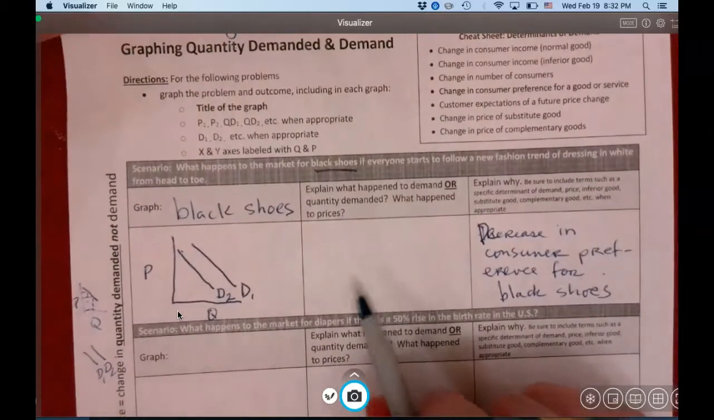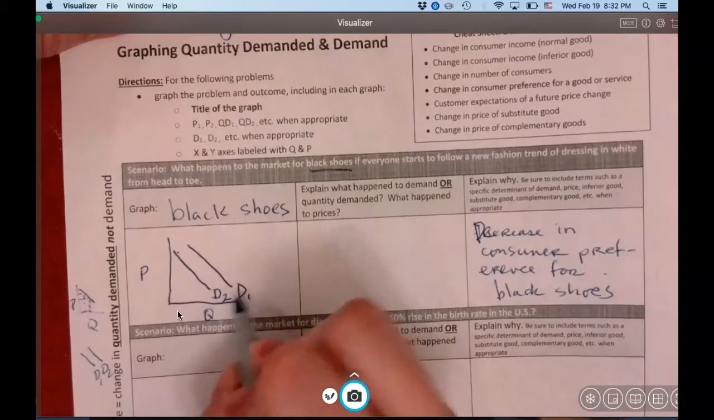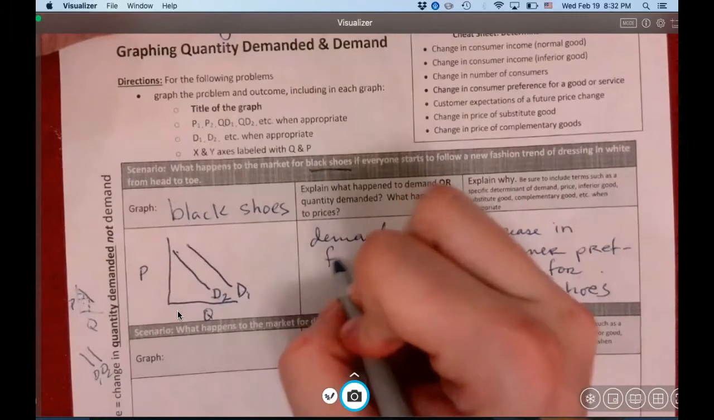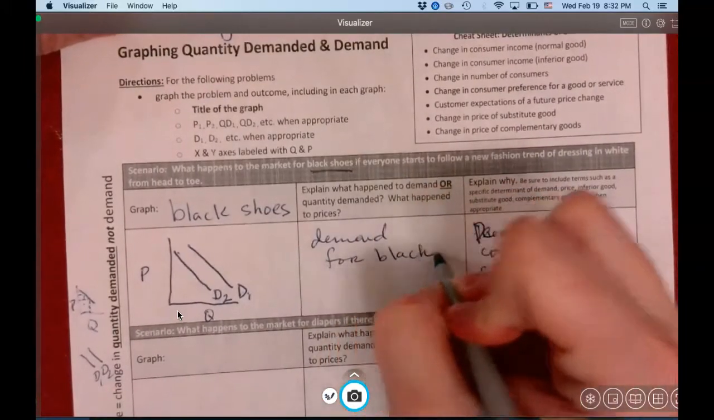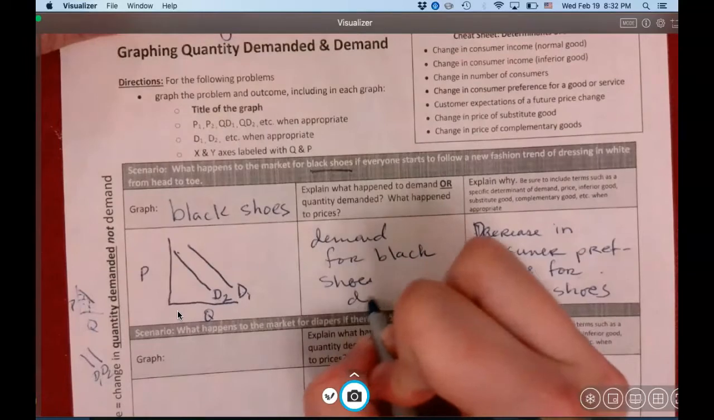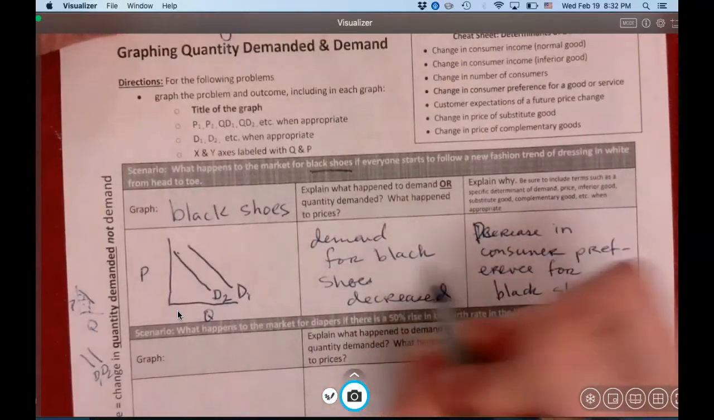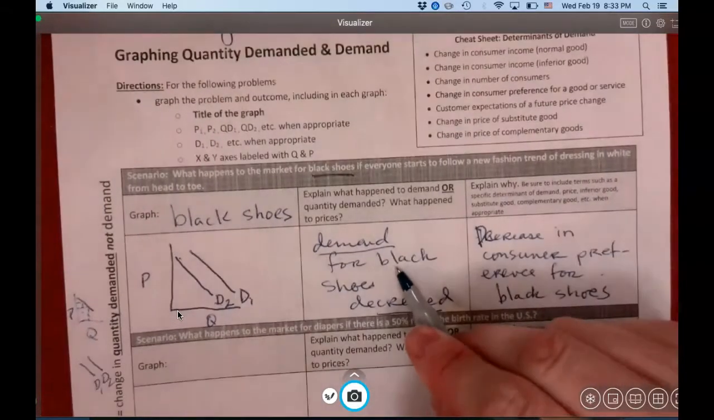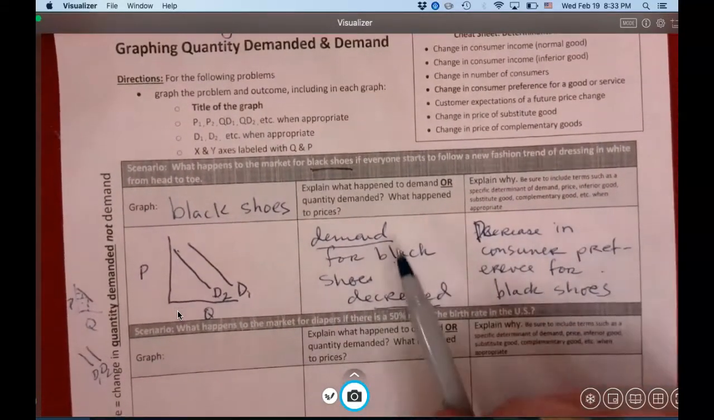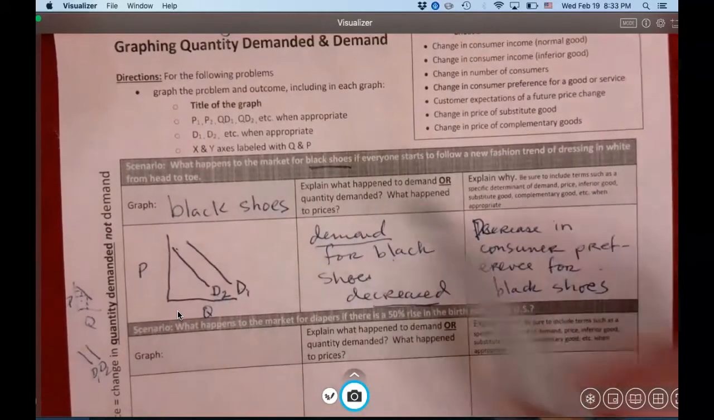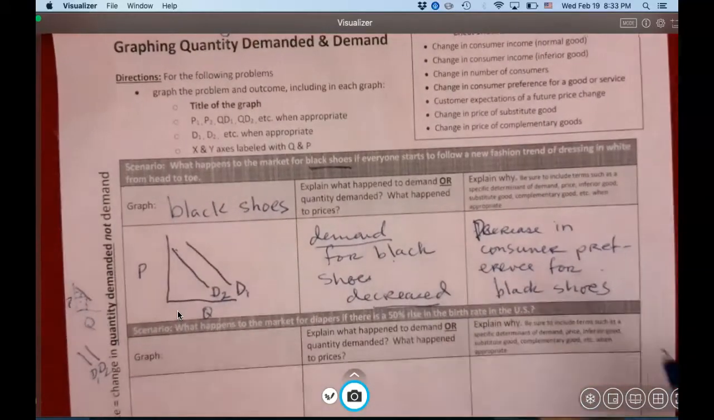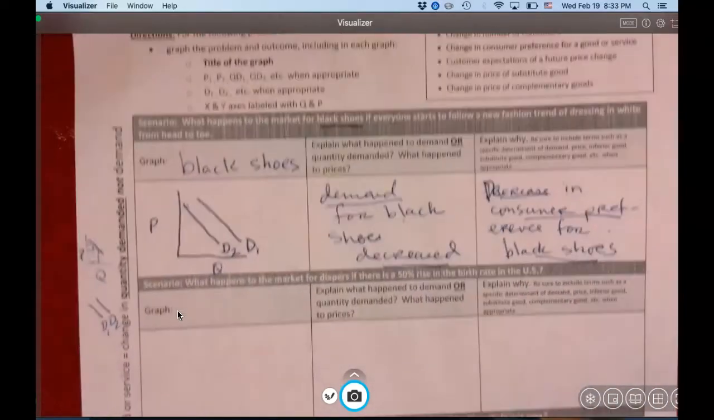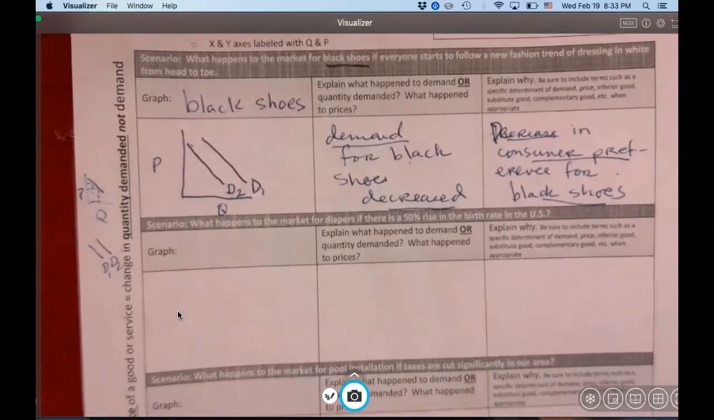And then, so what happened? We just describe what you see here. Demand for black shoes decreased. Okay, all of these things are worth points on the quiz and on the tests. So it's important that you get in the habit of being thorough. You say the item, you say what happened to demand. You can't just say it changed. You have to say whether it decreased or increased. All of these things are all worth points. Okay, so be very careful to be thorough in your answers.